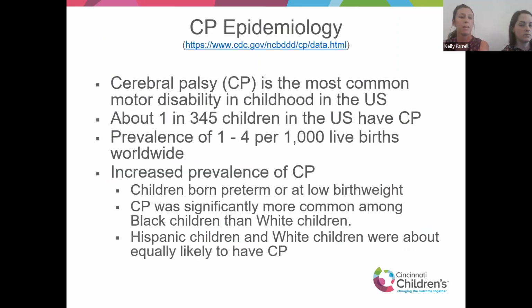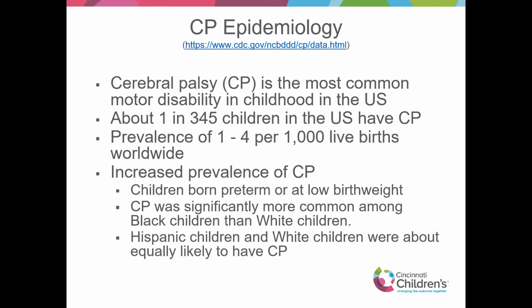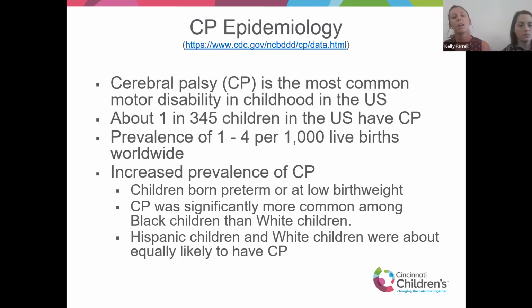So how common is CP? CP is the most common motor disability in childhood in the US. It's about 1 in 345 children in the US, and prevalence worldwide is about 1 to 4 per 1,000 live births. Just to note, there is increased prevalence of CP for those who are born preterm or at a low birth weight, and CP is typically more common among Black children than white children, while Hispanic children and white children were about equally likely to have CP.